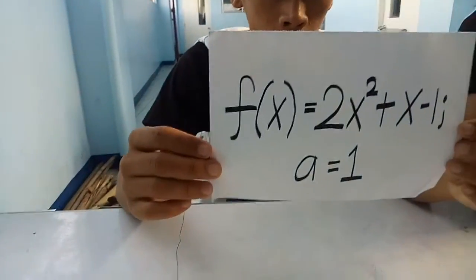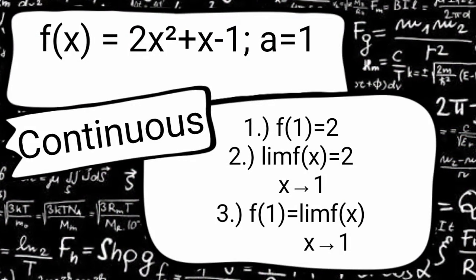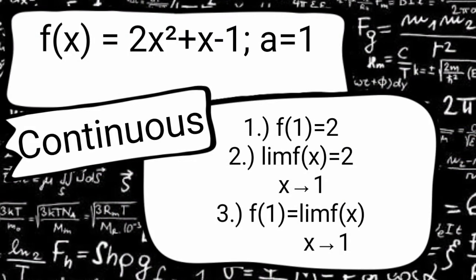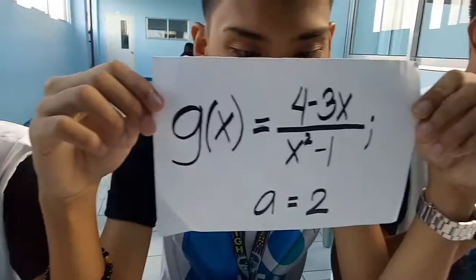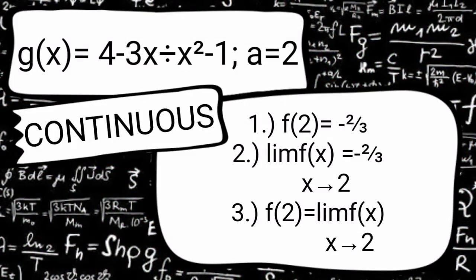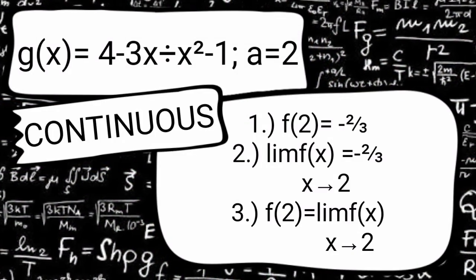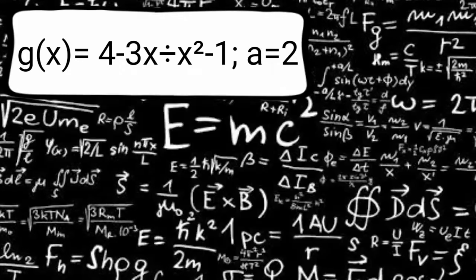If we look carefully at this example, f of x is equal to 2x squared plus x minus 1, and a is equal to 1. It is continuous because it satisfies all three conditions. This example is continuous as well because it satisfies all three conditions to define continuity.